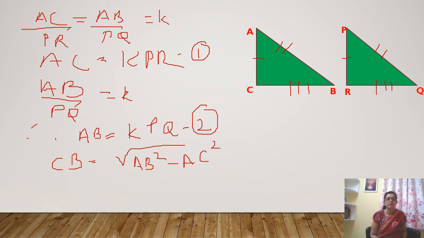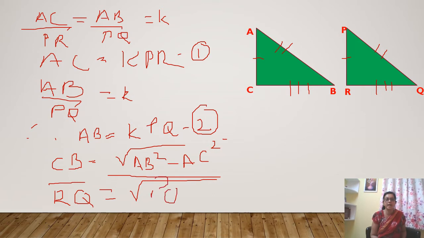Similarly, we have to prove CB upon RQ. So in the denominator, we will be having RQ. And what will be RQ using the Pythagoras theorem in this triangle? If we want to find RQ, how shall we use Pythagoras theorem? RQ is equal to, first take the hypotenuse, PQ squared minus the other remaining side, which is over here, PR squared.